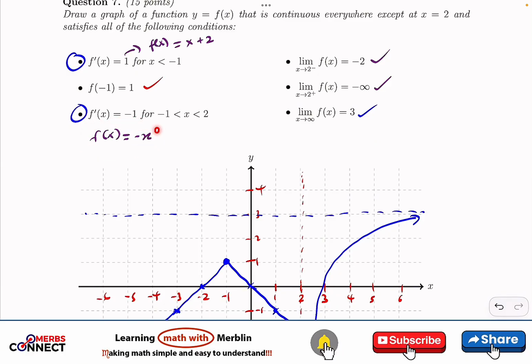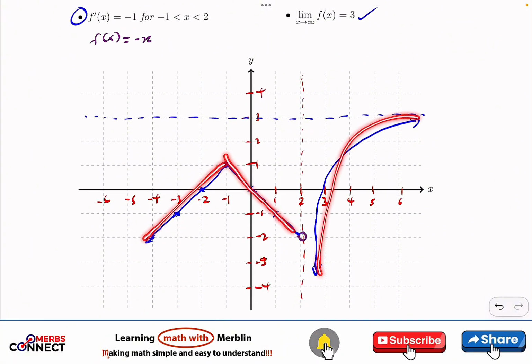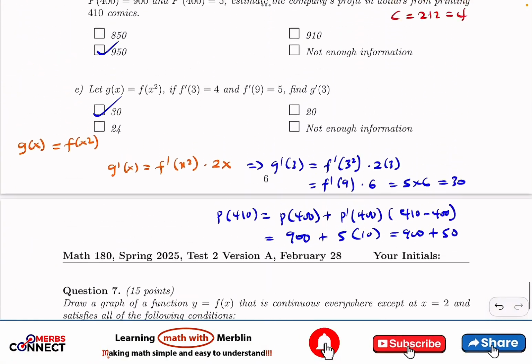So the original f of x is this. Then the original f of x is also this, which is giving us this and that, and then we have the function of this. Yeah, so I think this is the end of the video.